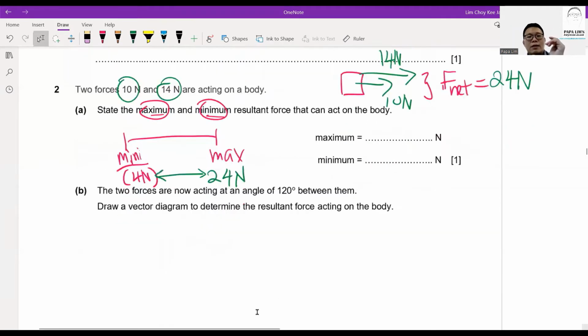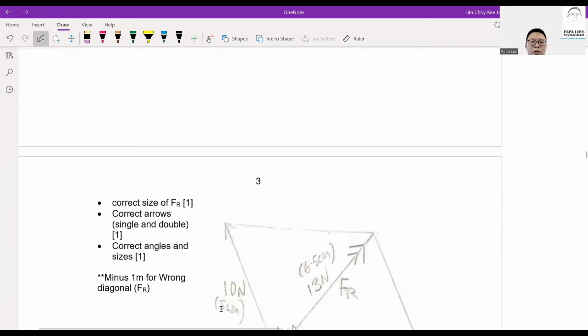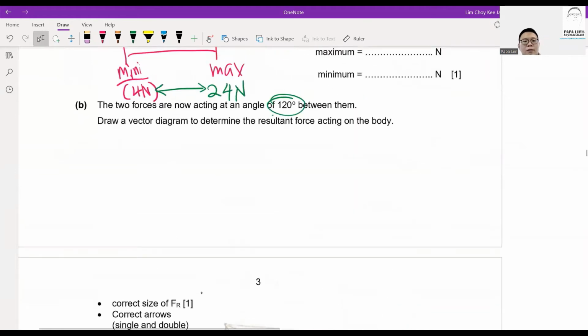Then after that, tip to tail or parallelogram. 2 forces acting at 120 degrees apart. The vector diagram here, I will not dwell too much, if not, it will be a lengthy video. So for vector diagrams, if you are still not sure, you can look at chapter 3. I have 3 or 4 videos on vector diagrams using the parallelogram method and tip to tail method. Whichever method that you are comfortable with, you can use them to solve this question.